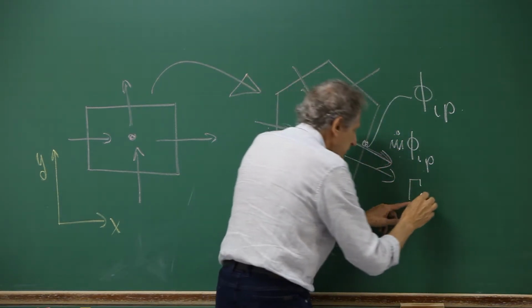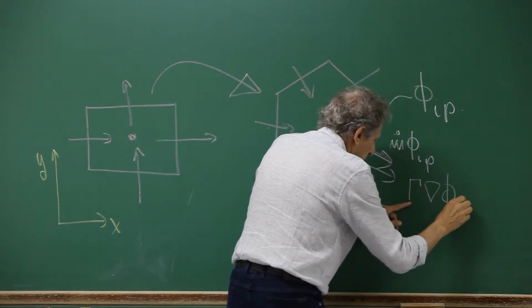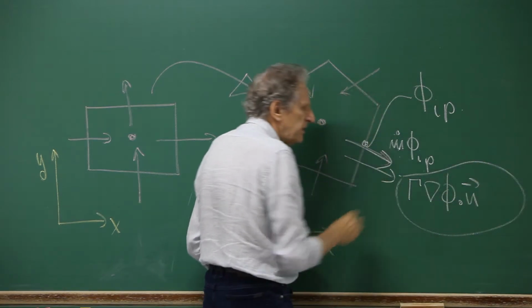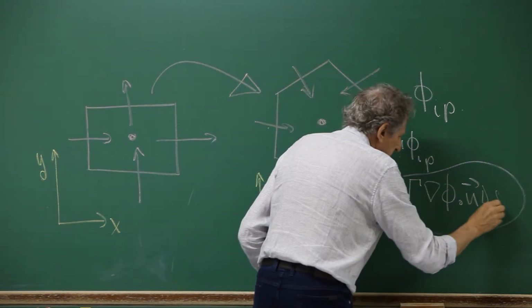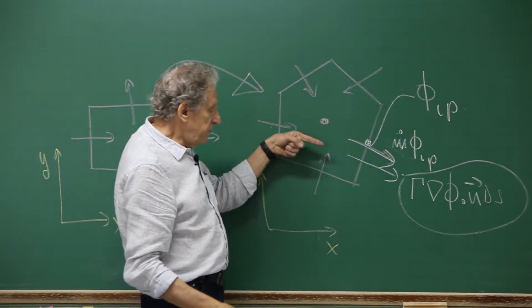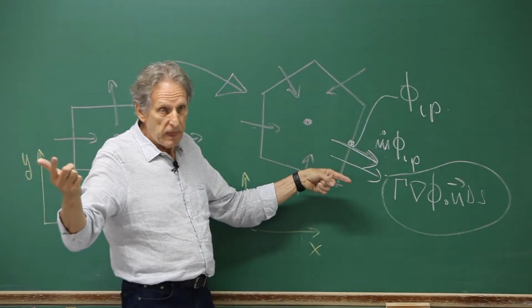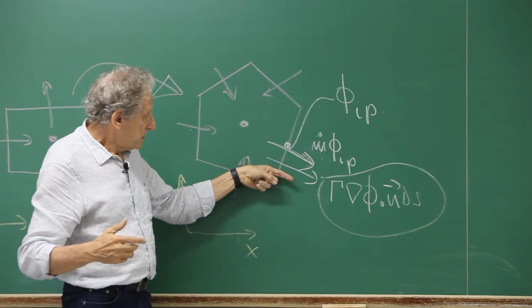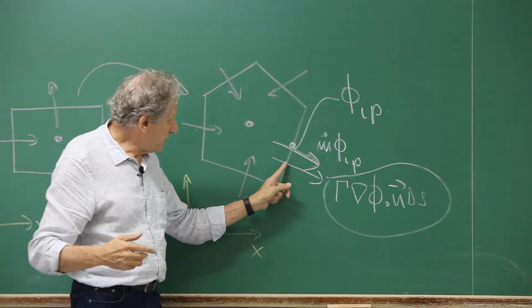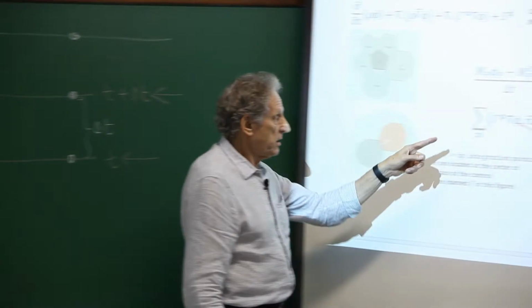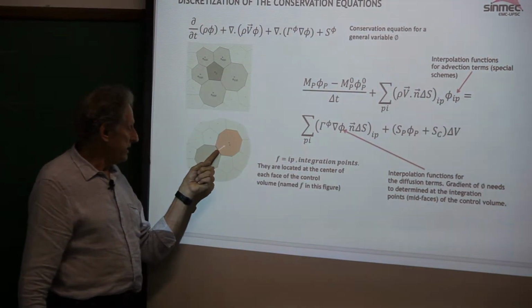Here you also have diffusion coefficients times the area. So here is the diffusion of the property you are considering. You have to calculate this diffusion here, and so you need to have the gradient of phi calculated at this point.